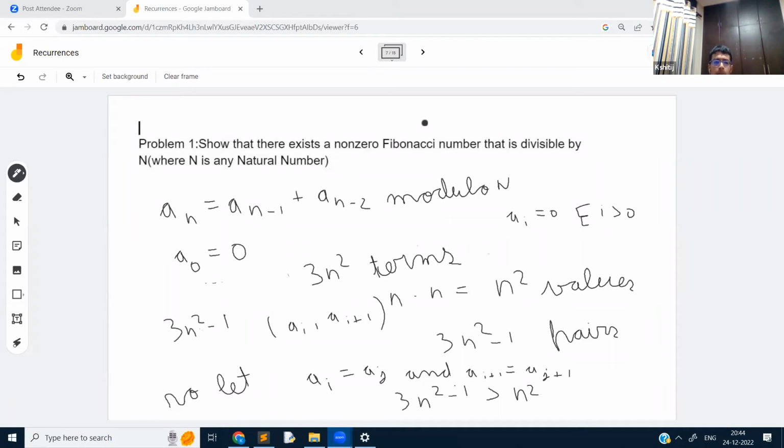Okay. So the n squared values are basically x, y being the possible values, and x is between 0 and n, y is also between 0 and n. So it's only n squared possible pairs. So now I hope it's understood. Okay, we'll proceed.